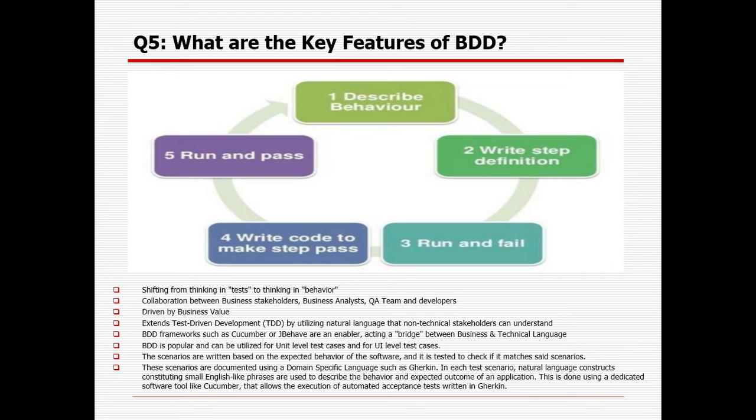The scenarios are written based on the expected behavior of the software, and it is tested to check if it matches said scenario or not. The scenarios are documented using a domain specific language such as Gherkin. In each test scenario, natural language constructs constituting small English like phrases are used to describe the behavior and the expected outcome of the application. This is done using a dedicated software tool like Cucumber, which allows the execution of automated acceptance tests written in Gherkin. So those are the key features of BDD.